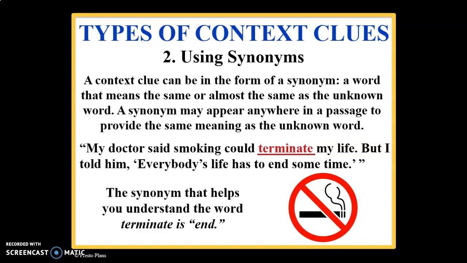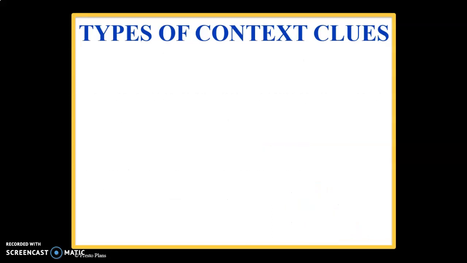So the synonym that helps us understand what terminate means here would be the word end, which we can see right here. Everybody's life has to end sometime. Another way we could rewrite this sentence to use a synonym would be, my doctor said smoking could terminate, or end, my life. But I told him that everyone's life has to end sometime. So you can also put your synonym right after the word that you're defining. Either one of those would work. So again, using synonyms is another example of a context clue.